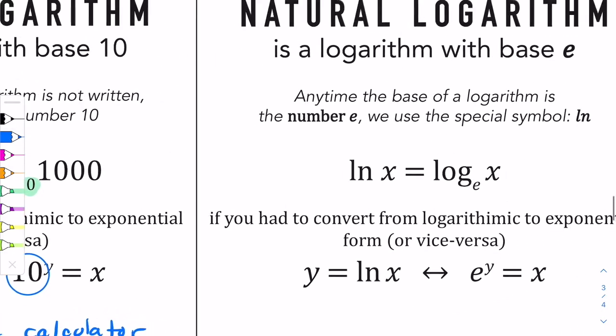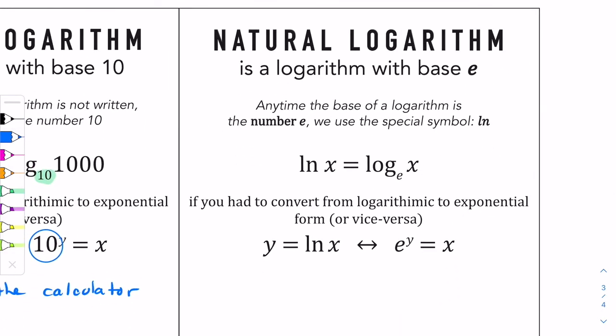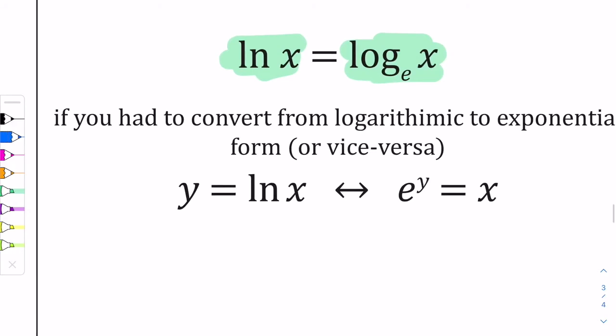All right, so we also need to look at natural logs. A natural log is a logarithm with base e, or the number e. So anytime the base of a logarithm is the number e, we use a special symbol called ln. So instead of writing log base e of x, we replace it with ln of x. And ln is also in your calculator. It looks like a button that says ln. If you had to convert from log to exponential form, you would recognize that ln of x is actually log base e of x, which would then allow you to convert to exponential form.